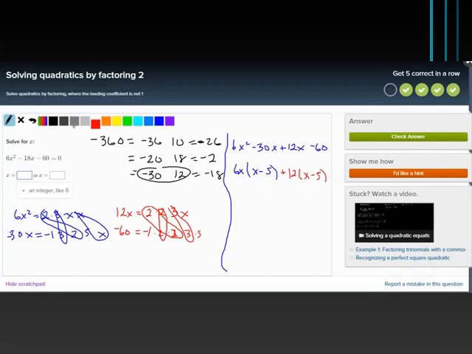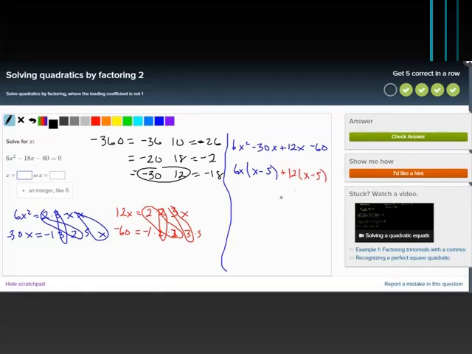Now let's verify that I can go backwards and that I'm still doing this right. 6x times x, 6x squared. 6x times negative 5, negative 30x. 12 times x, 12x. 12 times negative 5, negative 60. So again, I can go back to the previous step. I know that step's correct, so I can go back to it. My two parentheses are correct, so I probably picked the right two numbers in here. That's how you can check to make sure you've picked the right numbers.